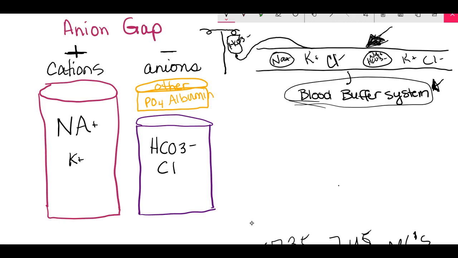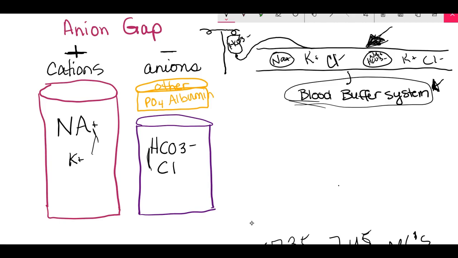When I think of an anion gap, I think of it as, is the balance correct between your cations and your anions? Your cations are positive and your anions are negative. Positives are sodium and potassium, and your anions are your bicarb and your chloride. When you think of an anion gap, think of it as a calculation. I think of it as just math, basically.